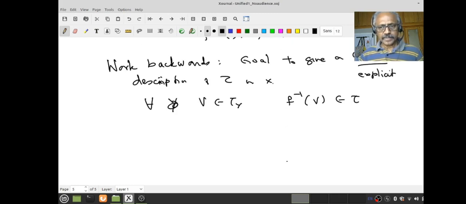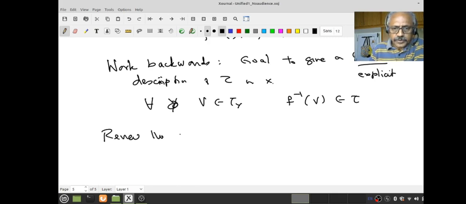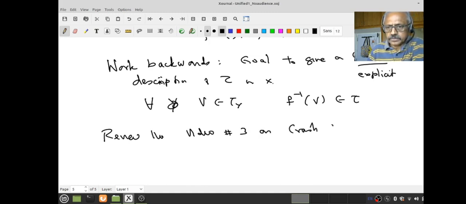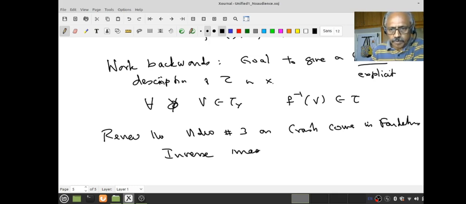Now, if you learned inverse images, that was a separate video in foundations, you know inverse images behave well with respect to set theoretic operations. I don't want to get into that, so you should review it. I think it's video number 3 in the crash course in foundations. This is a very important thing, please don't forget, learn that well.